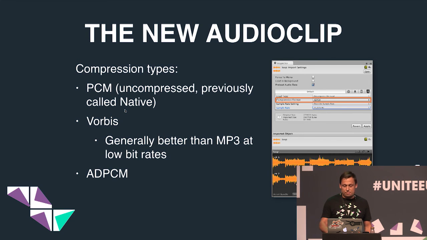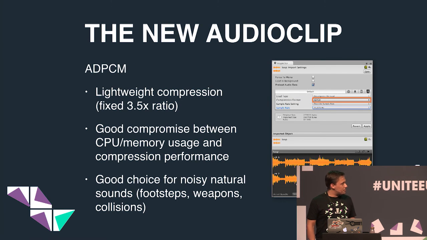And we have ADPCM. And ADPCM I want to talk a little bit about, because this is what you should consider for many natural types of sounds that contain a fair amount of noise already. And most natural sounds do that, such as footsteps, gunshots, and impact sounds. And the good thing about it is it has a predictable 3.5 compression ratio, and it is pretty light on the CPU. So it's getting very close to PCM.